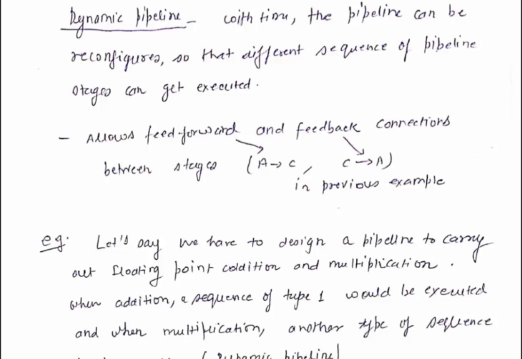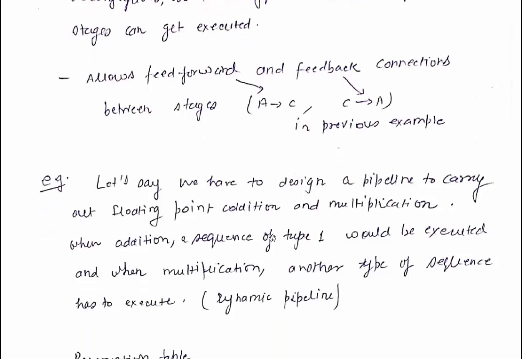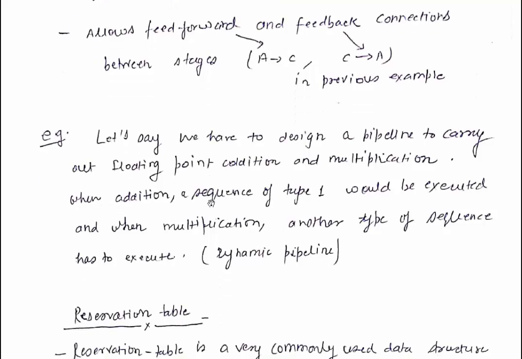Now there is one example here. Let's say we have to design a pipeline to carry out floating point addition and multiplication. That means we want to carry out addition as well as multiplication operations simultaneously. So when we perform addition, a sequence of type 1 would be executed, and when you perform multiplication, another type of sequence has to execute. So that is your dynamic pipeline. That means a pipeline can be constructed in such a way that it can perform addition, and simultaneously it can perform multiplication.